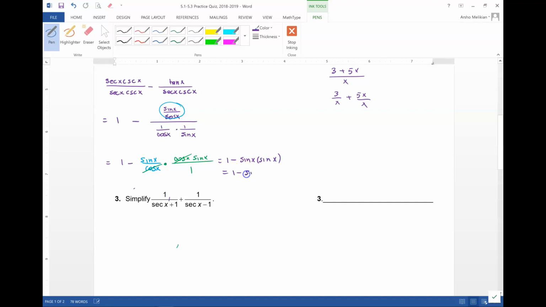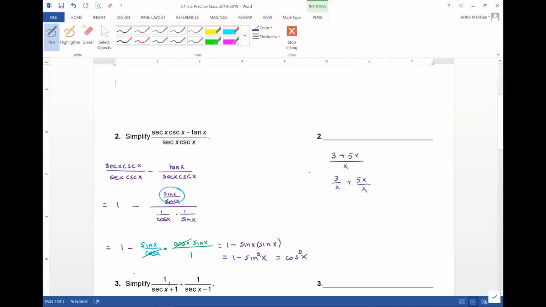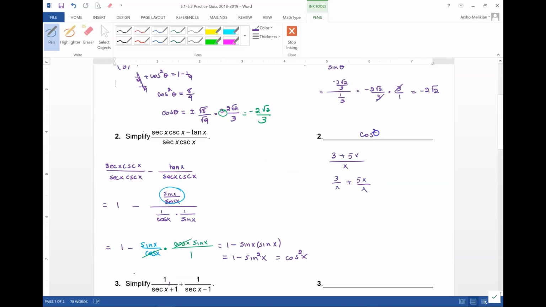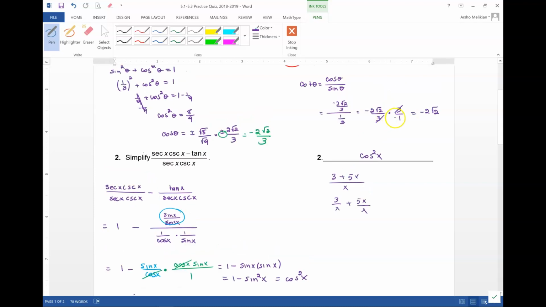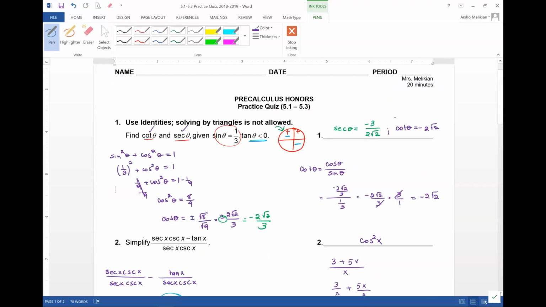This is 1 minus sine squared x. What does that remind you of? Cosine squared x. Right? Because that's a Pythagorean identity. Okay, so how do we know to do that? I've told you, whenever you have a trig function squared, like cosine squared, sine squared, secant squared, and then it's plus or minus a 1 around it, look for an identity. So look at this identity, right? Sine squared plus cosine squared equals 1. And then 1 minus sine squared is cosine squared.